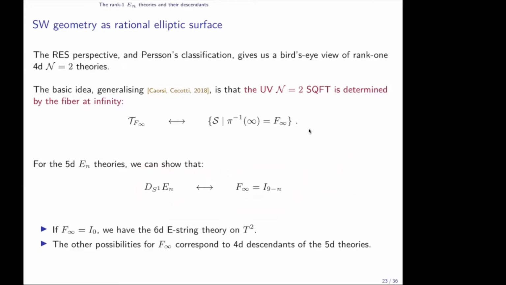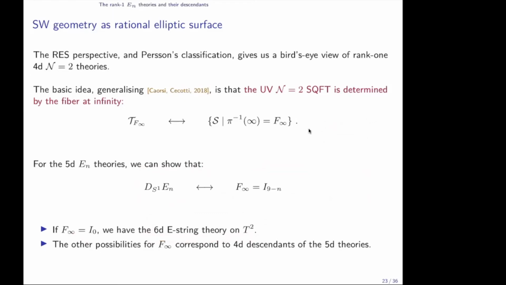I should note that you could also have the I_0, which is the trivial fiber, a smooth elliptic curve at infinity. In that case, naively extending here, it will be a so-called E9 symmetry, the affine E8, but what you really have is that the 5D theory in that case is really 6-dimensional, and you get a 6D string theory on a torus.